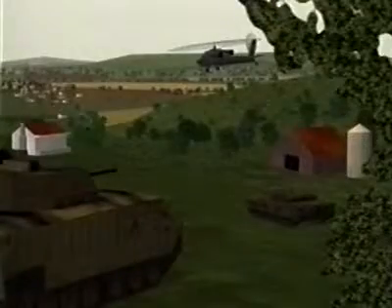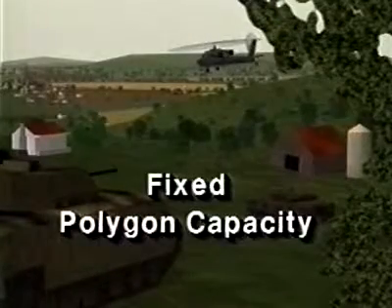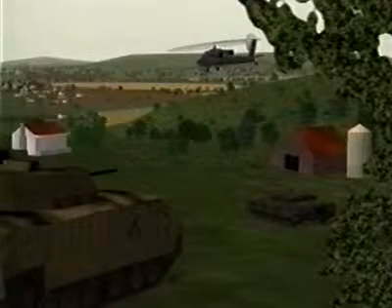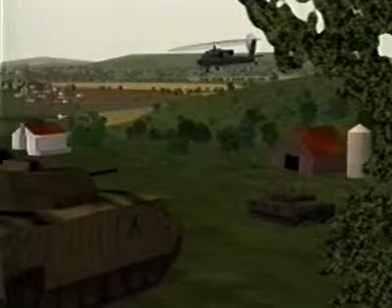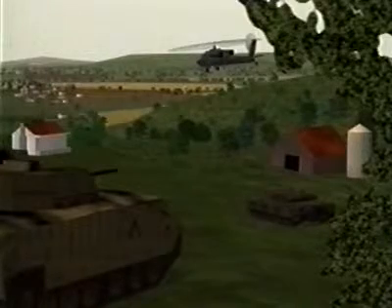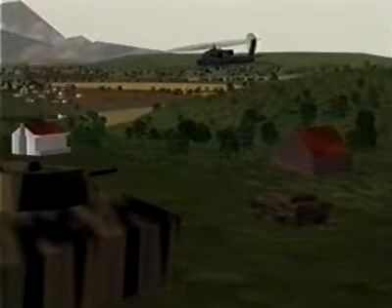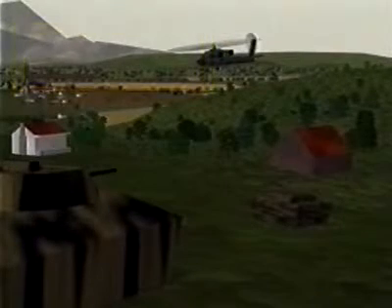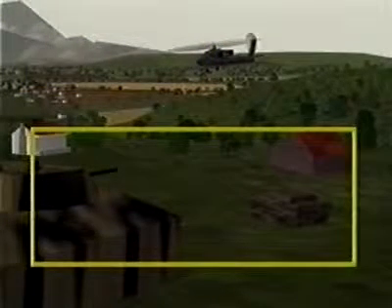For our purposes, let's assume a fixed polygon capacity at a fixed frame rate. This virtual battlefield could be constructed in different ways. Let's increase the viewing range. Because more CIG computer power is required on the background, less is available for the foreground.